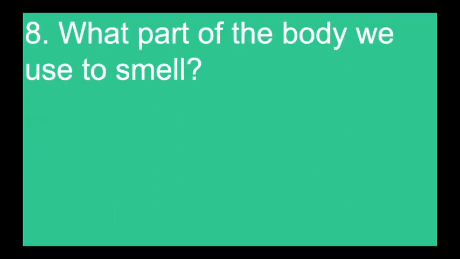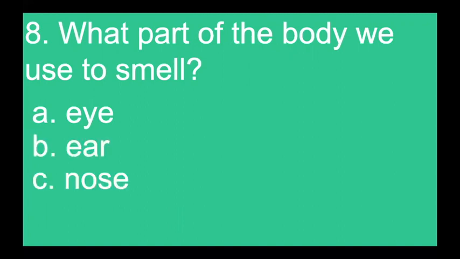Okay. Number 8. What part of the body do we use to smell? Eye, ear, nose, finger. What part of the body do we use to smell? A, eye, B, ear, C, nose, D, finger. What do you think? Find the right answer and write down number 8 and letter.